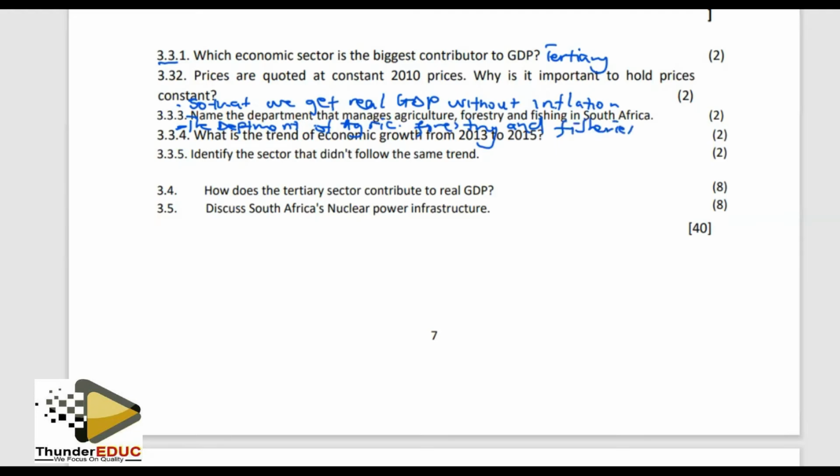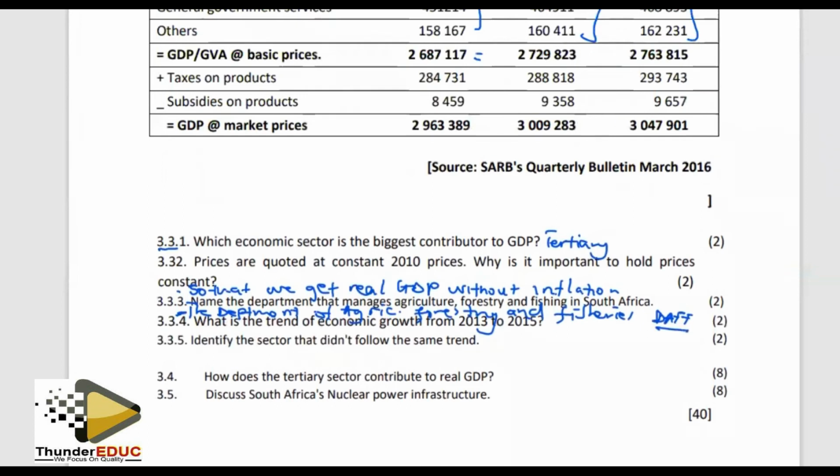That is Department of Agriculture, Forestry and Fisheries. And see this one. So what is the trend of economic growth? What is the trend of economic growth from 2013 to 2015? When you look at the trend, we just interpret the results here. The trend of economic growth in 2013.